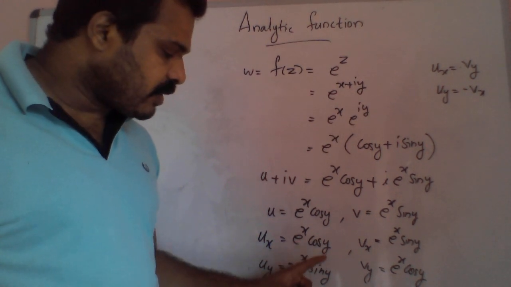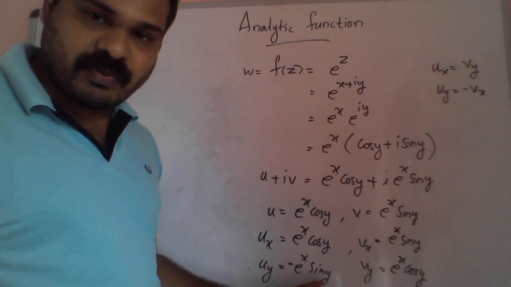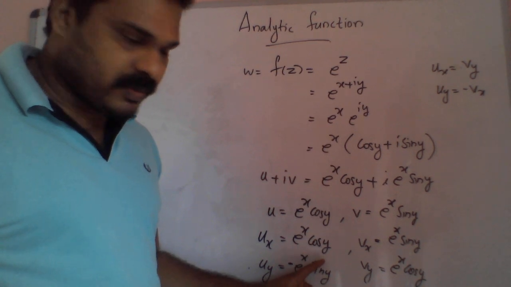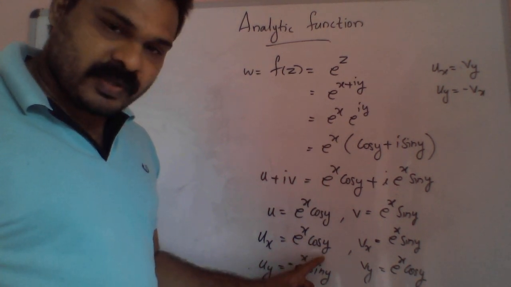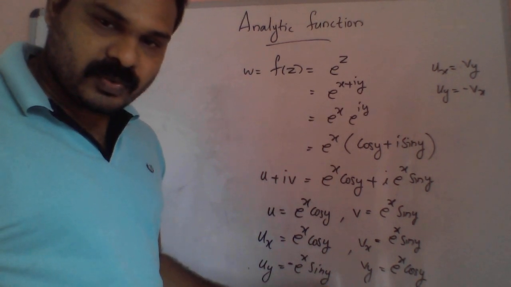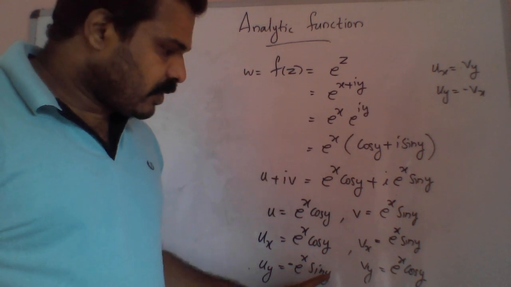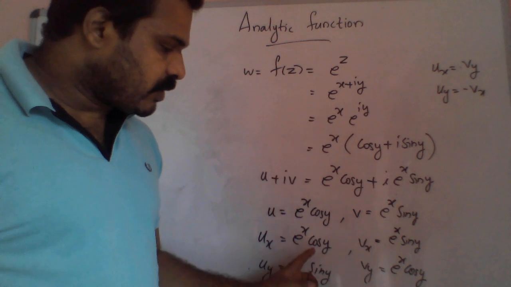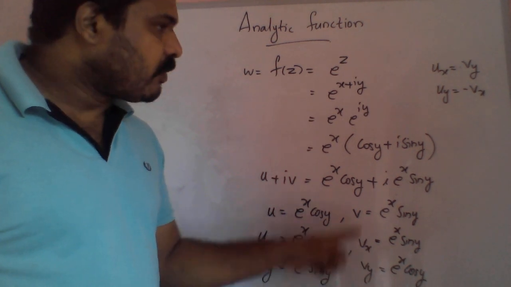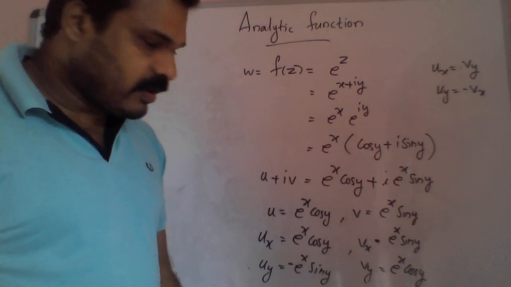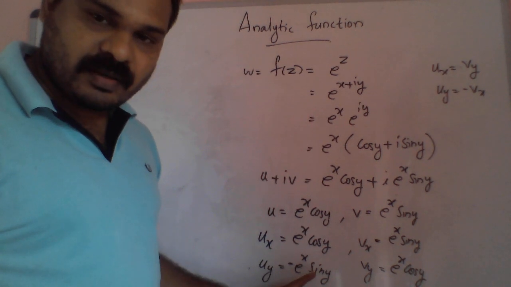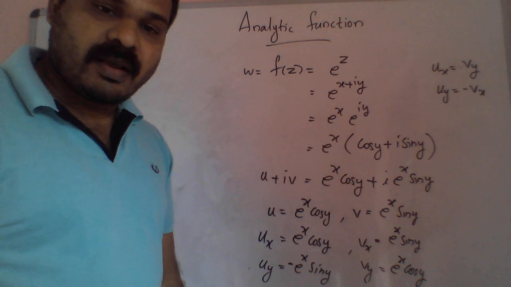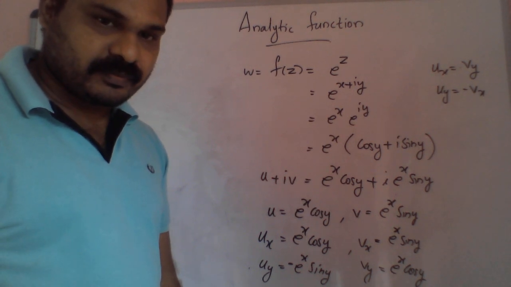Both the exponential function and trigonometric functions are continuous functions, and the product of two continuous functions is continuous. So e^x cos y is continuous, e^x sin y is also continuous. Therefore the Cauchy-Riemann equations are satisfied and the partial derivatives are continuous. This function e^z is an analytic function.